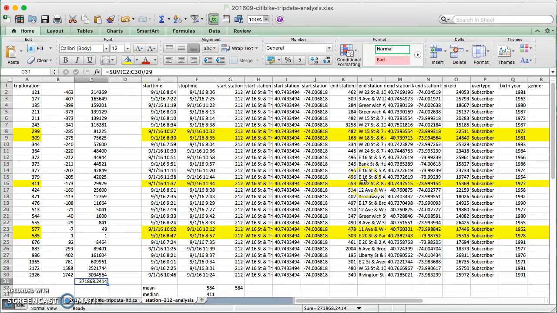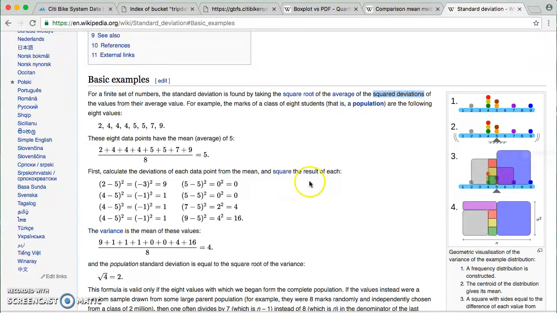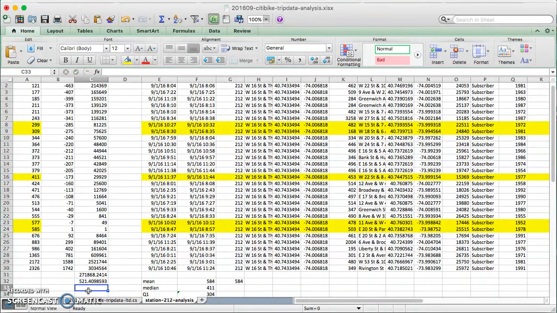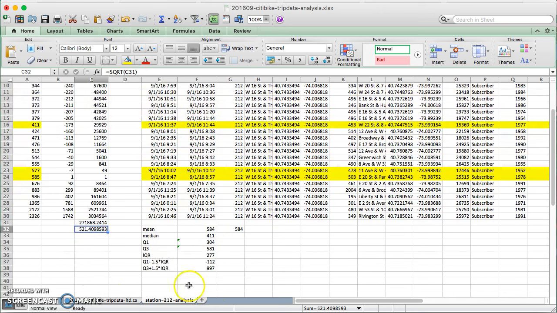And then here, now I've taken the mean, and the last thing is to take the square root of that. So one more formula here is going to be equals square root, I guess, well, I will use that. So the square root of that cell there, and then I'm going to round that, which is going to be 521. So in this case, my standard deviation, often abbreviated as SD, is going to be 521.